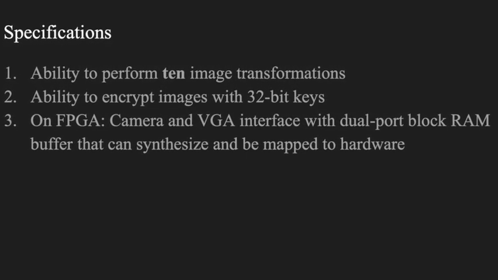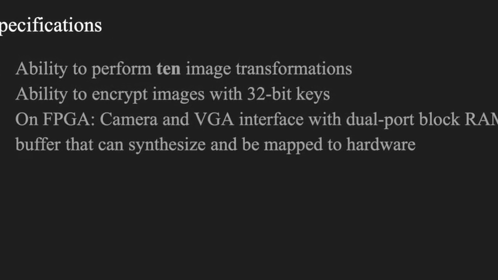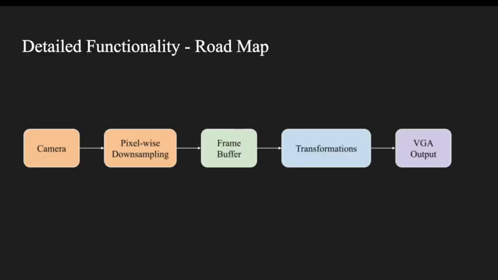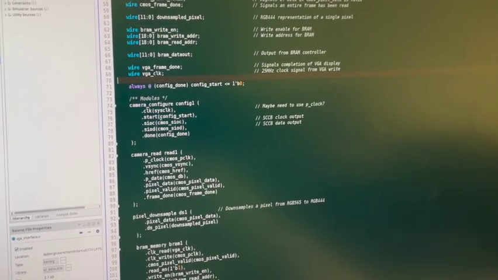On the FPGA, we are able to interface between the camera, the FPGA, and the VGA output using a dual-port block RAM buffer. So the first technical side we're going to look at is the overall data pipeline of the FPGA and the Verilog we use to implement it. You can see it's a very straightforward data pipeline. We start with the camera and apply pixel-wise downsampling on every pixel being read in and store these pixels in a frame buffer. On the output side of this frame buffer, we apply transformations and send it straight to our VGA output. Looking at the Verilog, you can see we took a very modular approach, and everything is handled within its own modules.